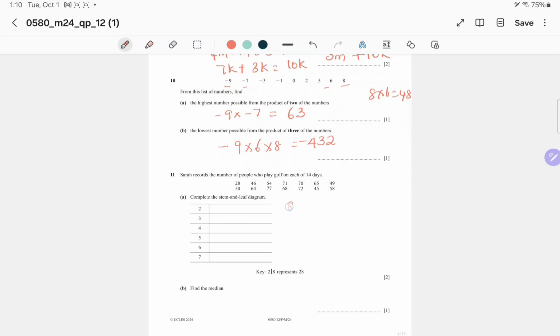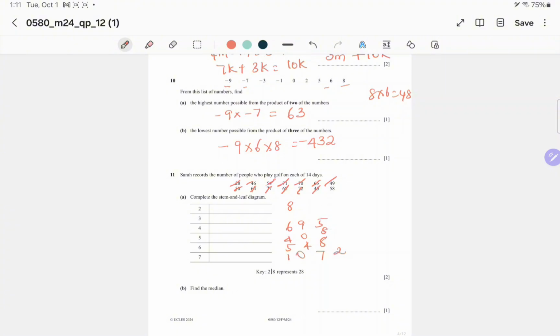So here 28, I will write here. 46, it is here, and then 54, okay, then 71, okay, then 70, 65, 49, 50, 64, 77, 68, 72, 45, and 58.